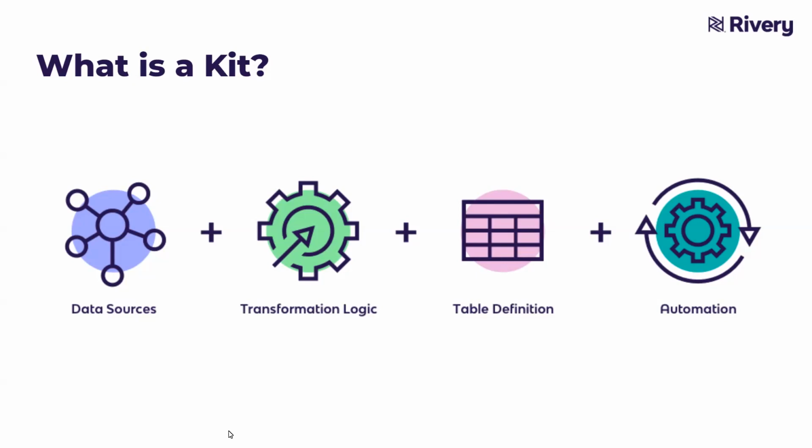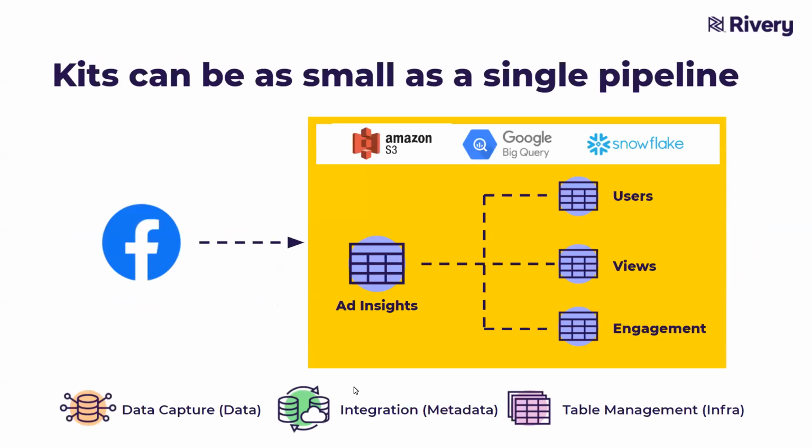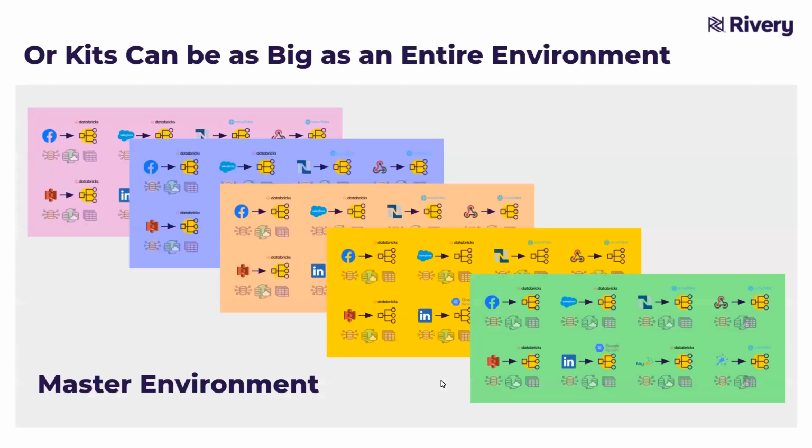So when you think of it, it all starts from a single pipeline. Let's say from Salesforce, we ingest data from Salesforce, we build a table and have all the integration and managing the tables for you. But a kit can also be an entire environment with hundreds of rivers across different use cases. This is unlikely, but possible. Kits are that flexible. So kits can be as flexible as a single pipeline, a data model, or maybe your entire environment.